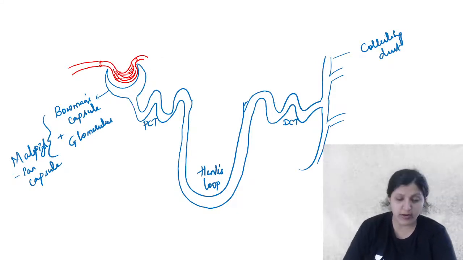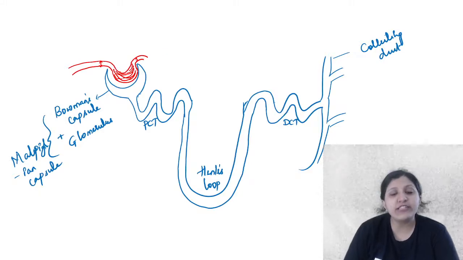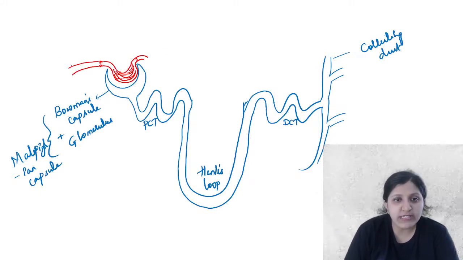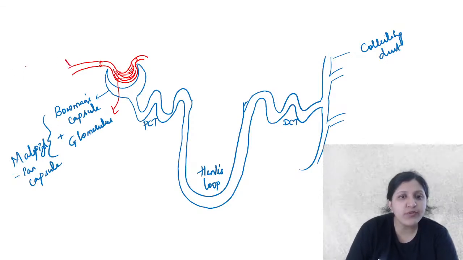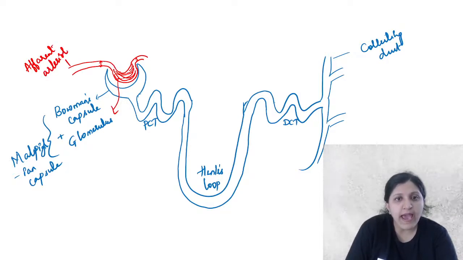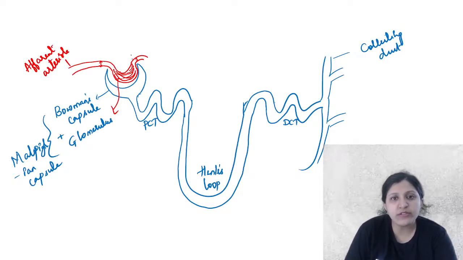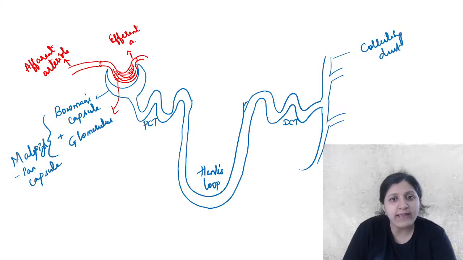Anyway, so this is actually the afferent. I'll just label them. This is the glomerulus that we have, and this one is the afferent arteriole. And this one over here is actually the efferent arteriole. So this is efferent, it is E. So the efferent arteriole as it is leaving.